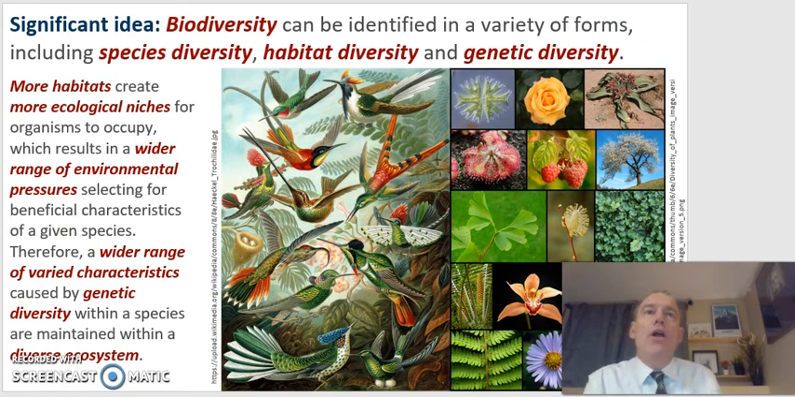which is a large overview of species diversity, habitat diversity, and genetic diversity. Remember that genetic diversity underlies everything else. Habitat diversity allows you to have more niches, and then the more species you have can also increase more habitat diversity. And then finally, both those two factors working together will then increase genetic diversity. And there's a wider range of varied characteristics caused by genetic diversity within a species and maintained within a diverse ecosystem.